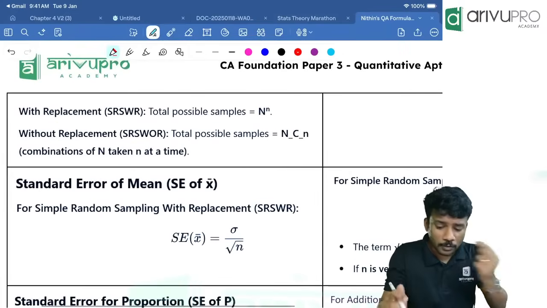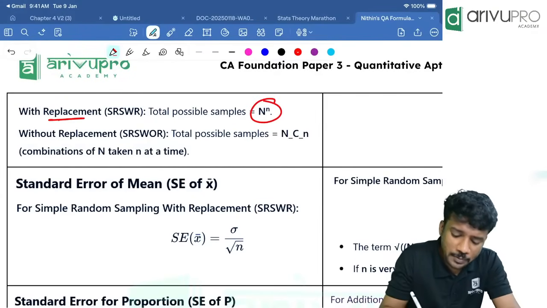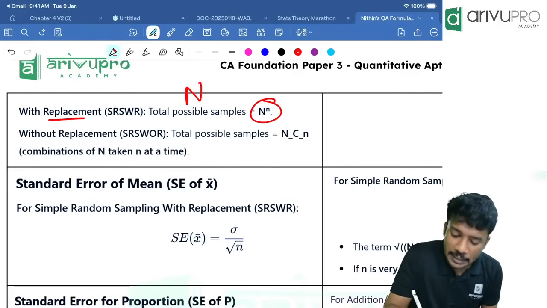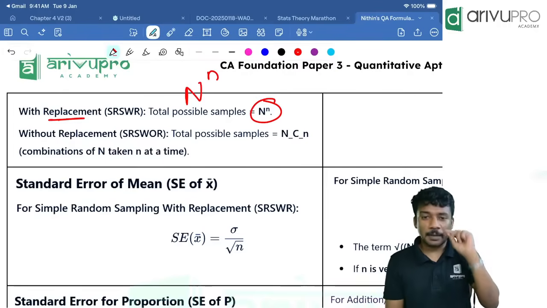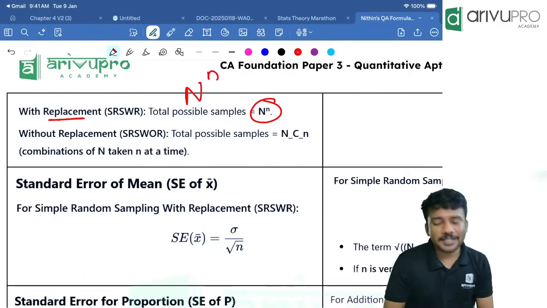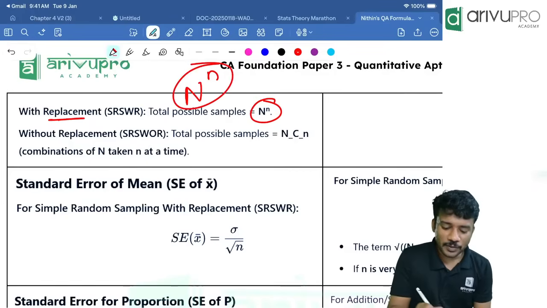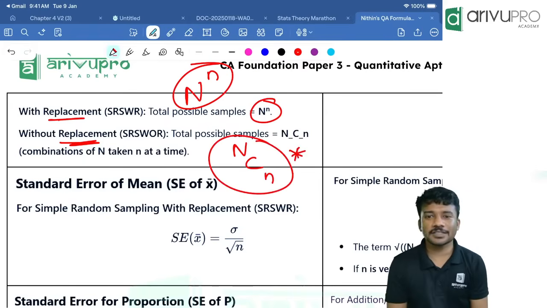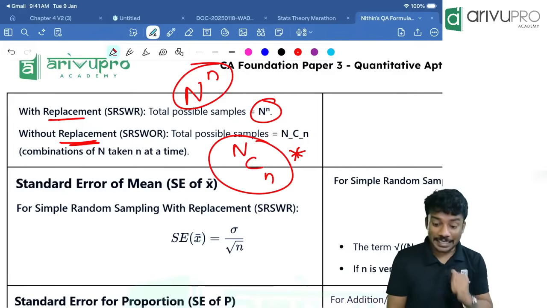What is the total number of possible samples with replacement? Capital N is the population size, small letter n is the sample size. People, with replacement, the total number of samples is N raised to n. Without replacement, that is NCn. People, you can expect a question based on this, a direct formula-based question on sampling, NCn.